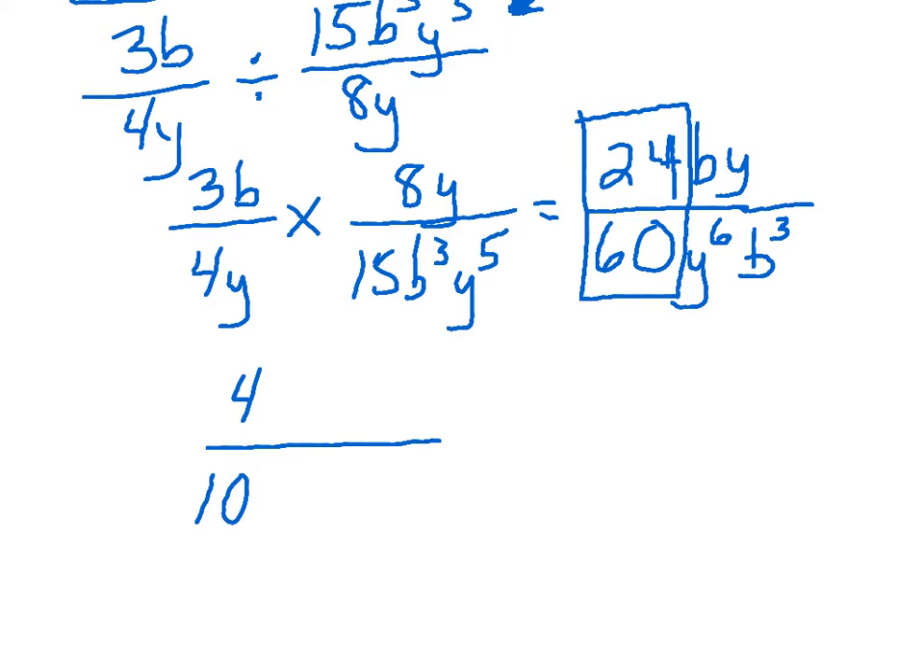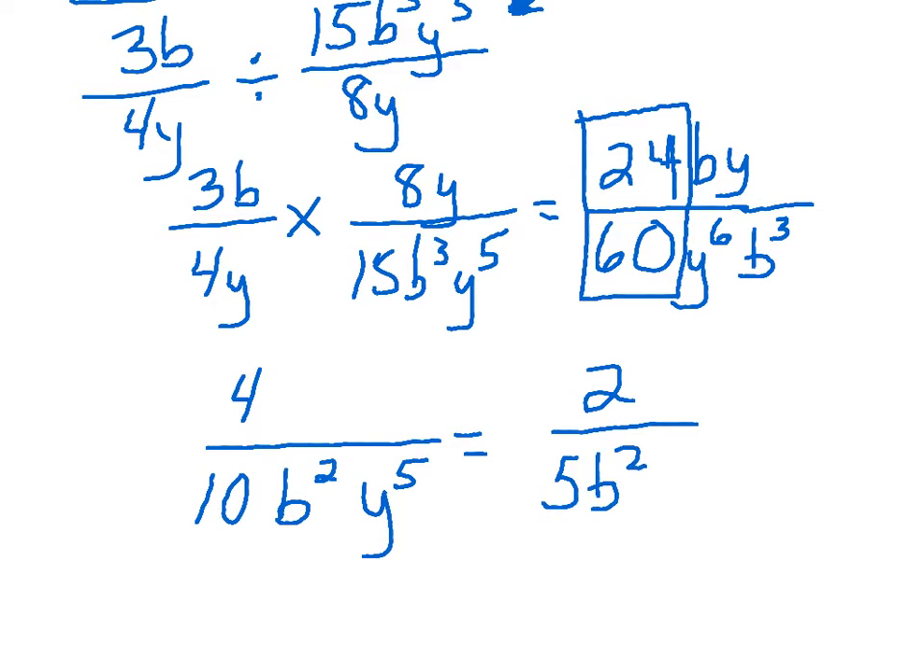If we look at our b's, we have a b on the top and a b cubed on the bottom. That's going to land us with a b squared on the bottom. If you're not sure how, go back to my other video. For the y's, we're going to end up with a y to the 5th on the bottom. And now we just need to clean up that 4/10. We should have reduced it by a little bit more. We're going to reduce it by 2 now. So we have 2 over 5 b squared y to the 5th.